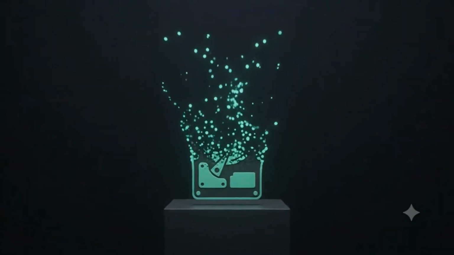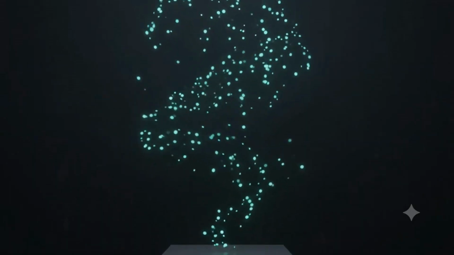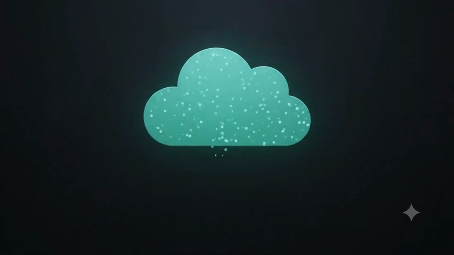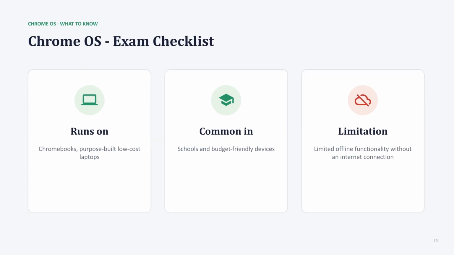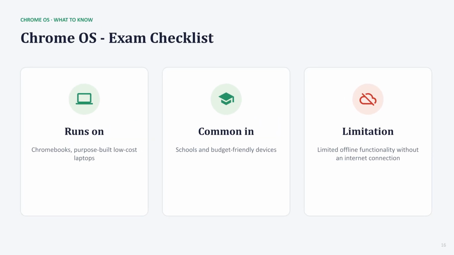Chrome OS, made by Google, is built almost entirely around the web. Most of what you do happens inside the Chrome browser or through web-based apps. It's lightweight, it boots fast, and it relies heavily on cloud storage rather than a large local hard drive. Chrome OS runs on devices called Chromebooks. It's common in schools and budget-friendly laptops because the hardware requirements are low and the devices are cheap to produce. The trade-off is limited offline functionality. Without an internet connection, a lot of what a Chromebook does becomes unavailable.